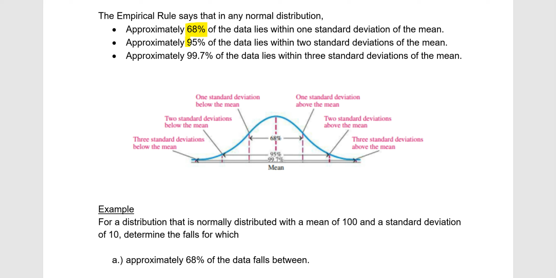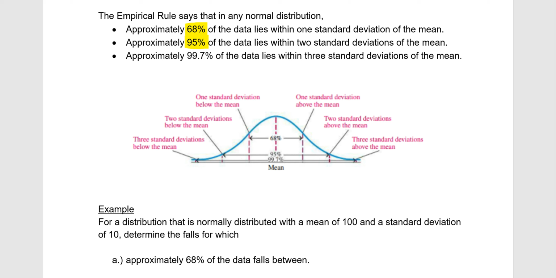And then the next thing is 95% of the data lies within two standard deviations of the mean. So for two standard deviations of the mean, that's going to be, using this graph again down here, two standard deviations to the left as well as two standard deviations to the right. So 95% of the data is going to fall within those 2 points.